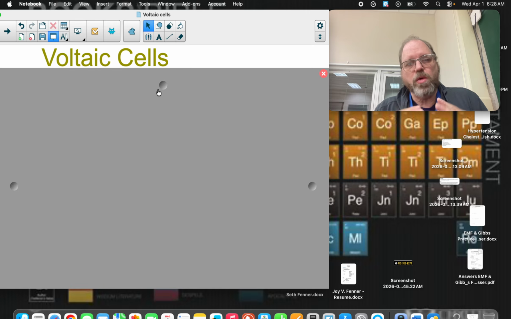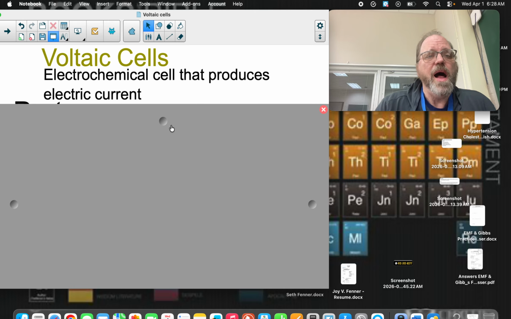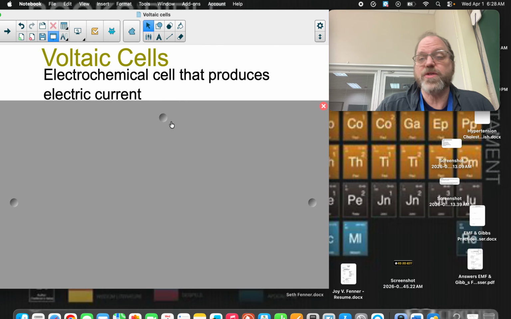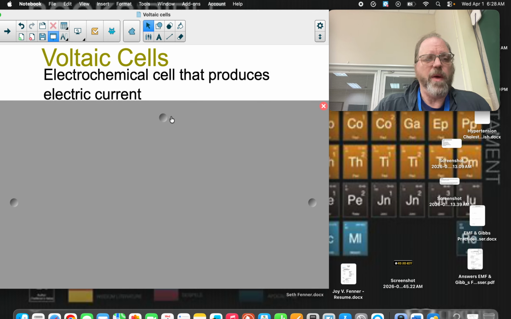So as a result, we're looking at the process by which this takes place, and that takes place in voltaic cells. Voltaic cells are defined as electrochemical cells that produce electric current. So they're actually going to generate electrons. And when those become charged, because opposites attract and like charges repel, we're going to get movement, and that movement produces electricity, and that's how we can generate it in that way.